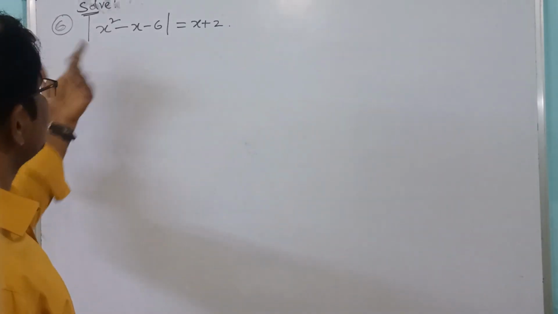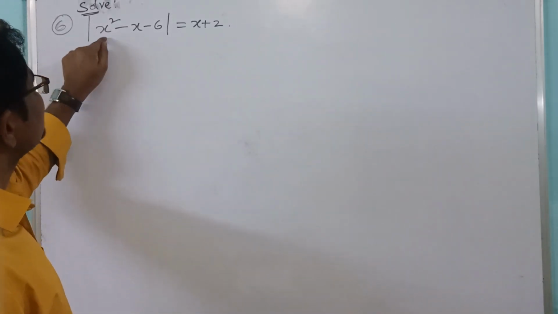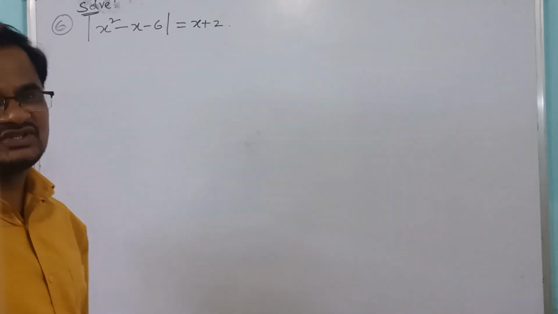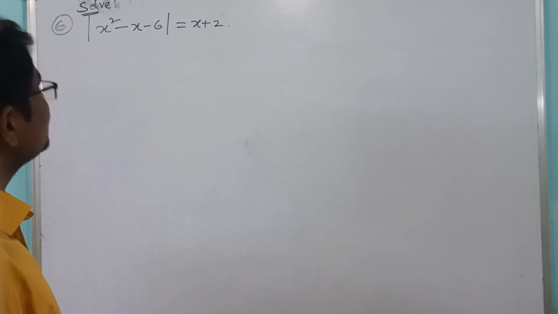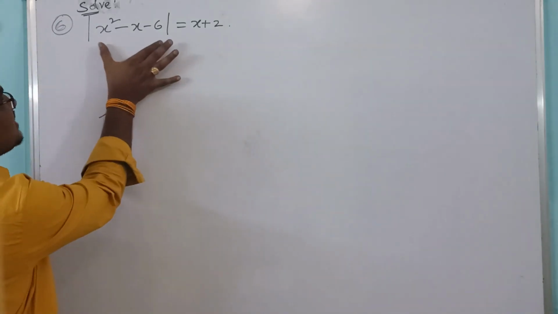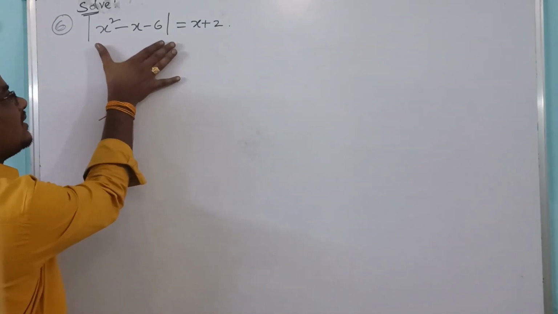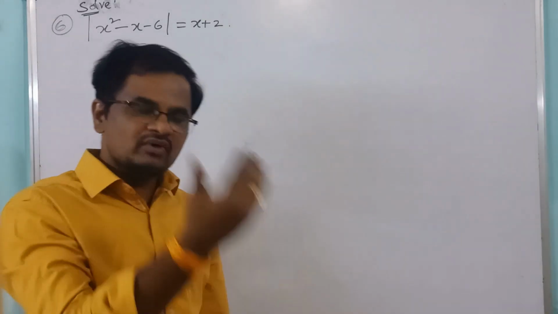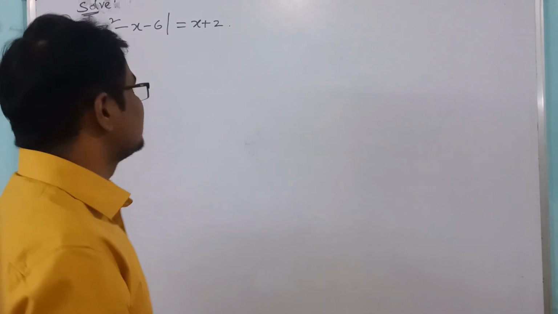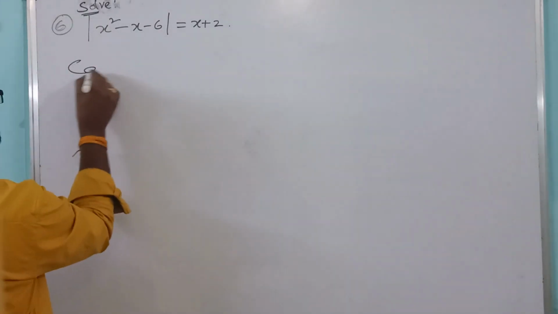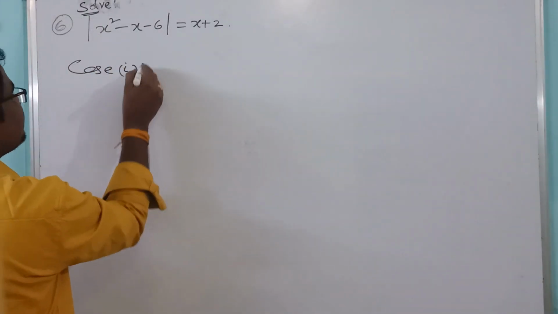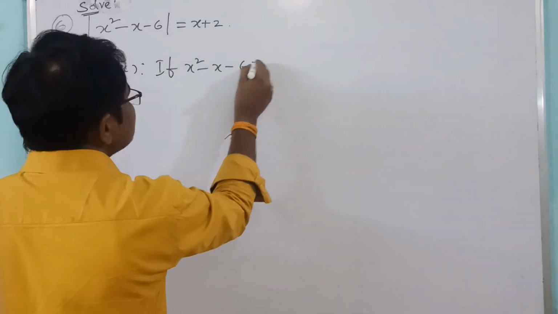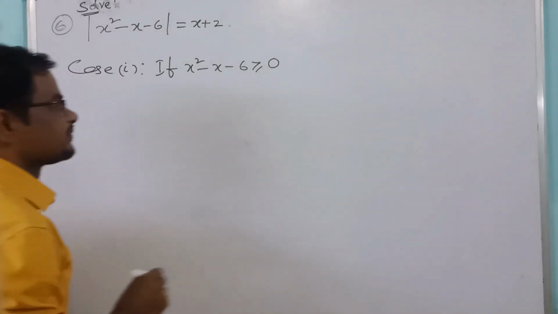In this problem they given modulus of x square minus x minus 6 equal to x plus 2. So here also there are two cases, because this modulus is nothing but plus or minus. One case is greater than or equal to 0, one more case is less than 0, we have to take. Now take the first case, case 1. If x square minus x minus 6 greater than or equal to 0, right?